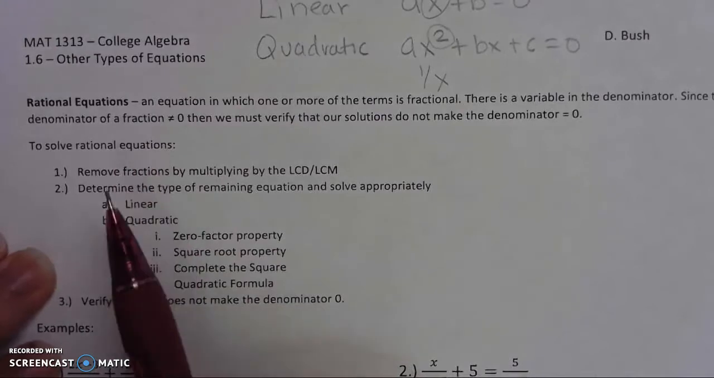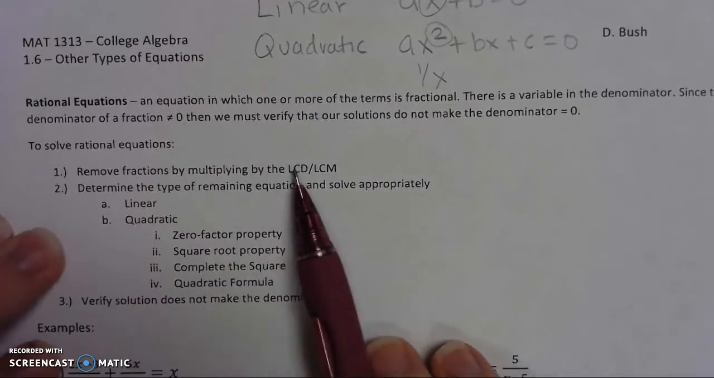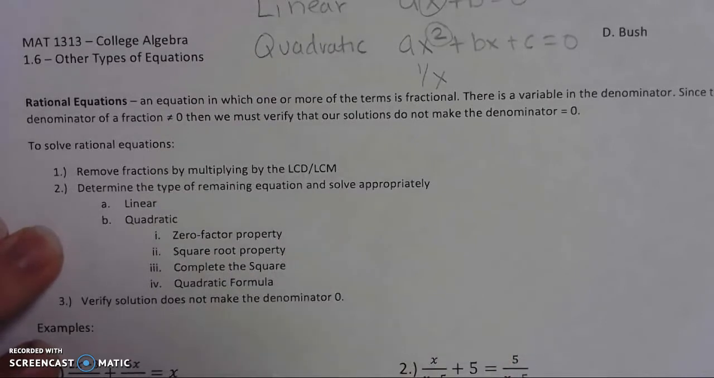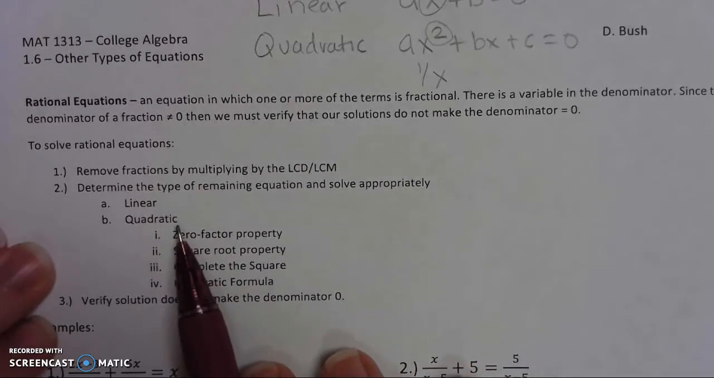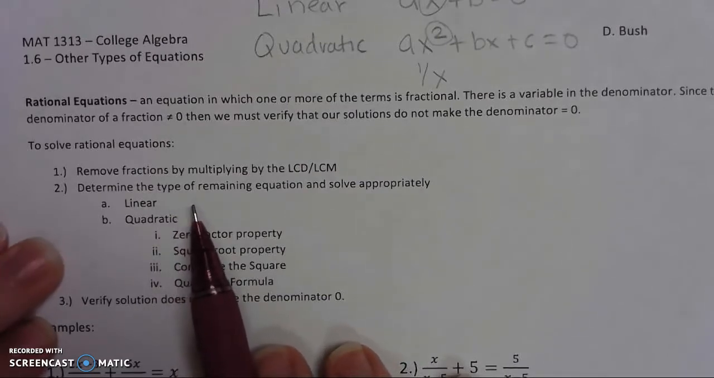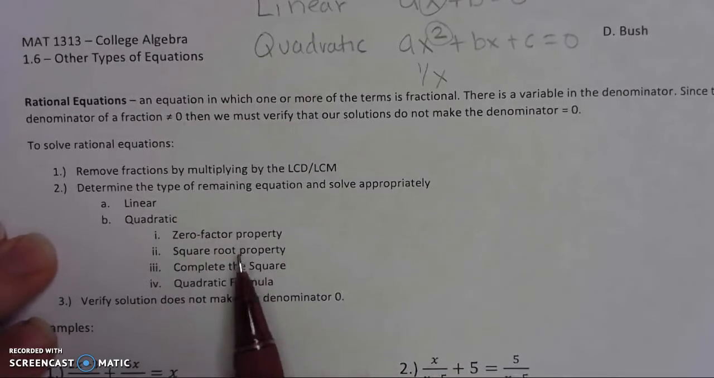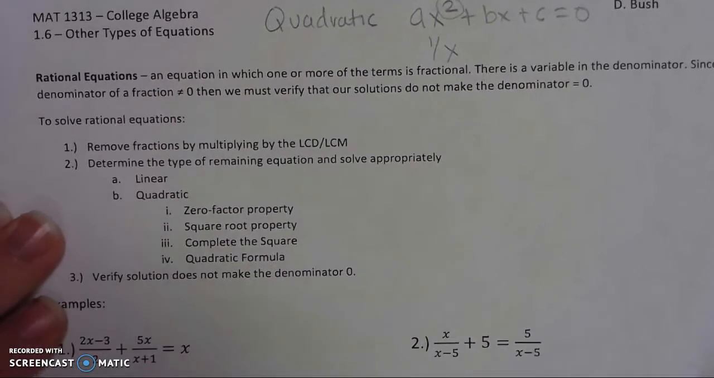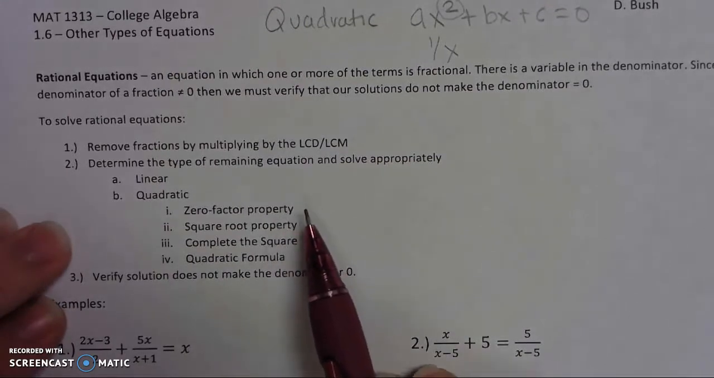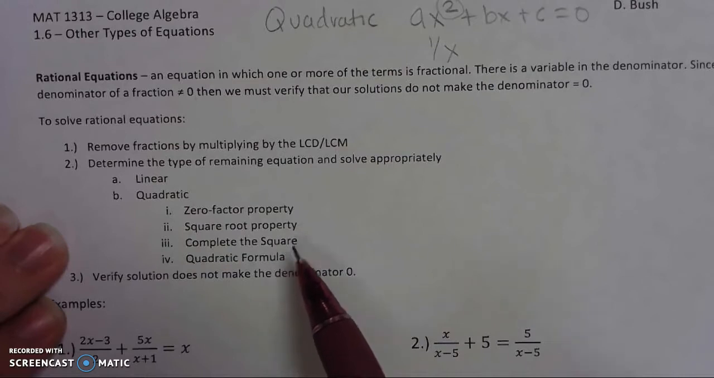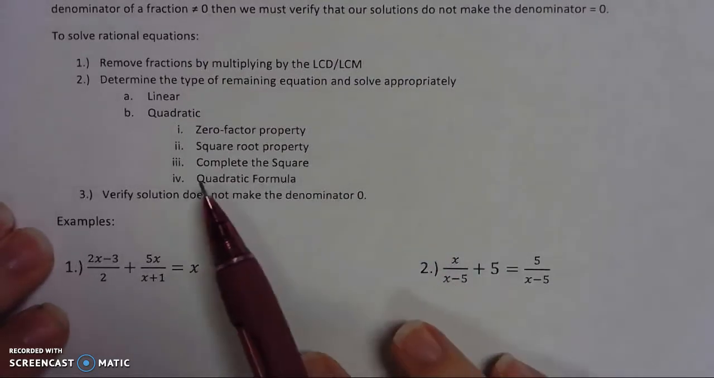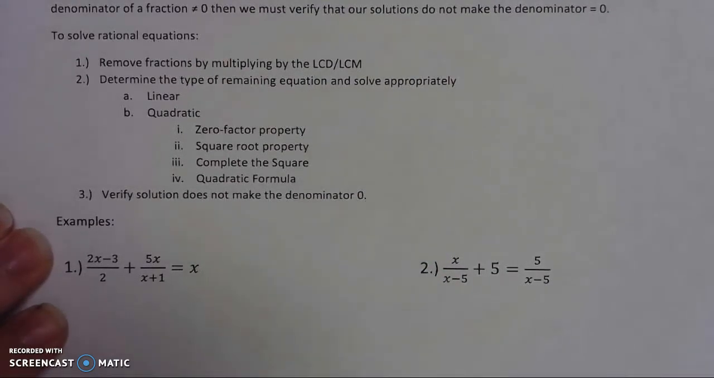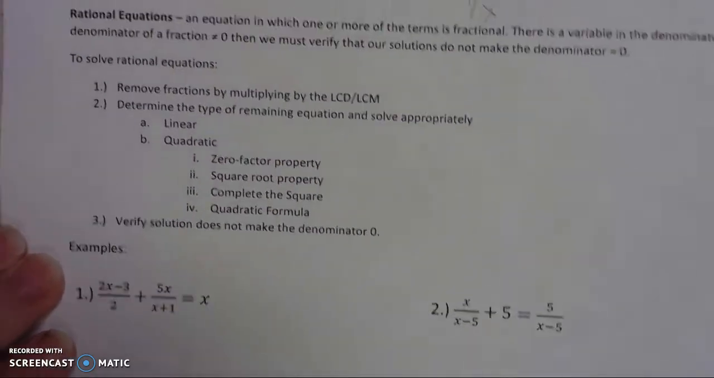To solve rational equations, we first begin by removing fractions by multiplying by a least common multiple or a least common denominator. Once we've removed the fractions and simplified, we're going to determine: do we have a linear equation or do we have a quadratic equation, and solve accordingly. For linear, we isolate the variable and solve, and for quadratic we use one of the four methods listed below. If it will factor, factoring is probably the easiest method. If it won't factor, you'll have to use complete the square or the quadratic formula, whichever one you choose. Once we get our solution, we're going to verify that it does not make the denominator 0. If it does, it is no good.